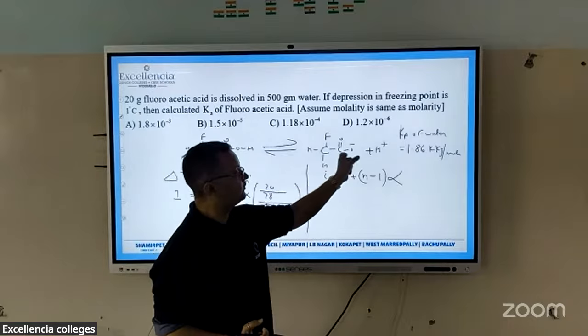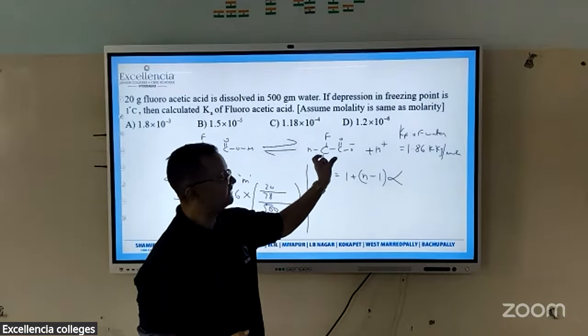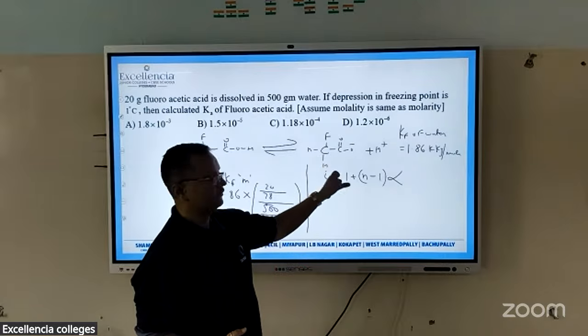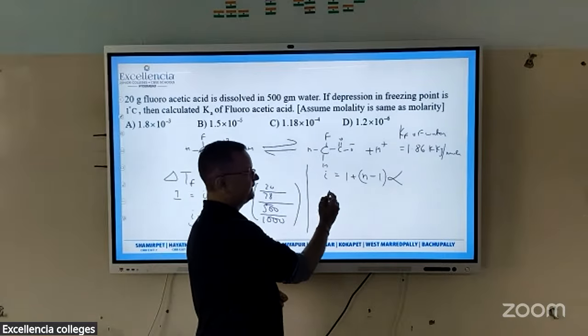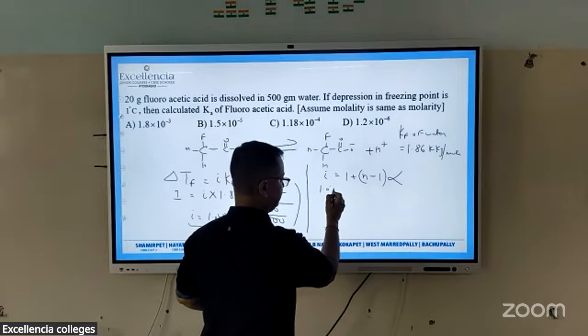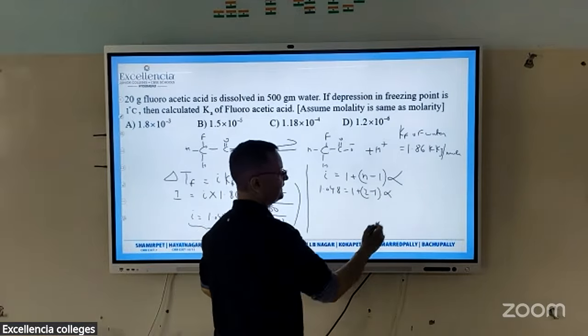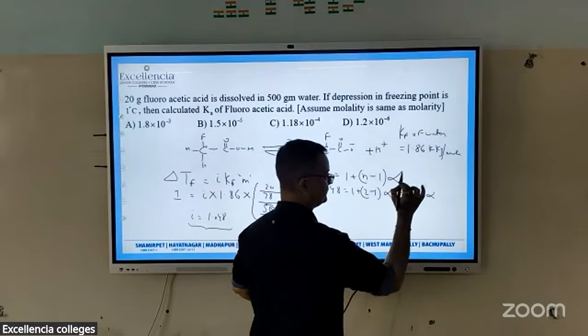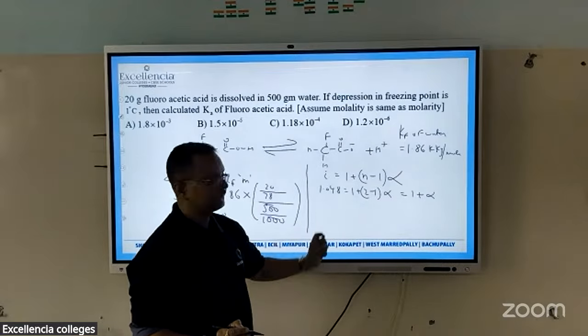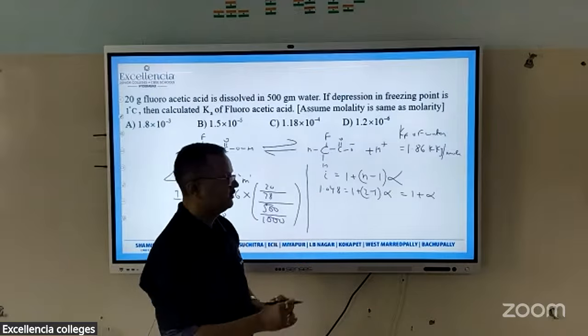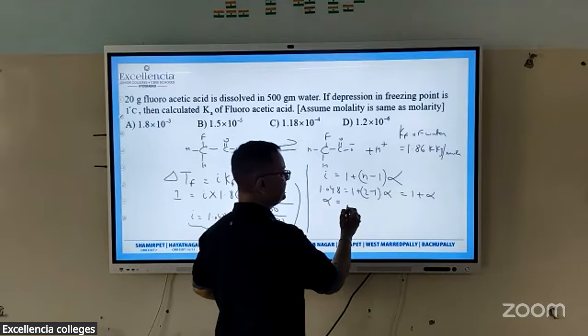How many ions are formed on the right side? How many ions are there? 2 ions are there, so n is 2. We'll put that in. See, i, 1.048, is 1 plus (2 minus 1) alpha. So this is 1 plus alpha. Correct? So from here we can find the alpha value. Alpha is coming to be 0.048.